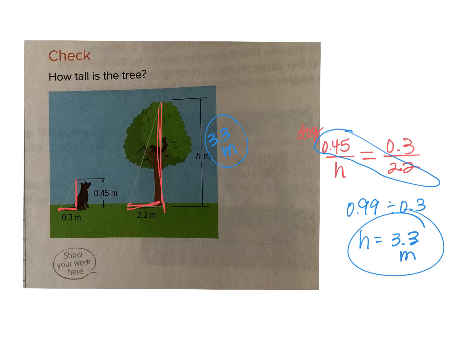So again, it's really easy. If there's things you can measure, you can measure the shadows along the ground. You can measure how tall a dog is, but a tree would be hard to measure without using indirect measurement.